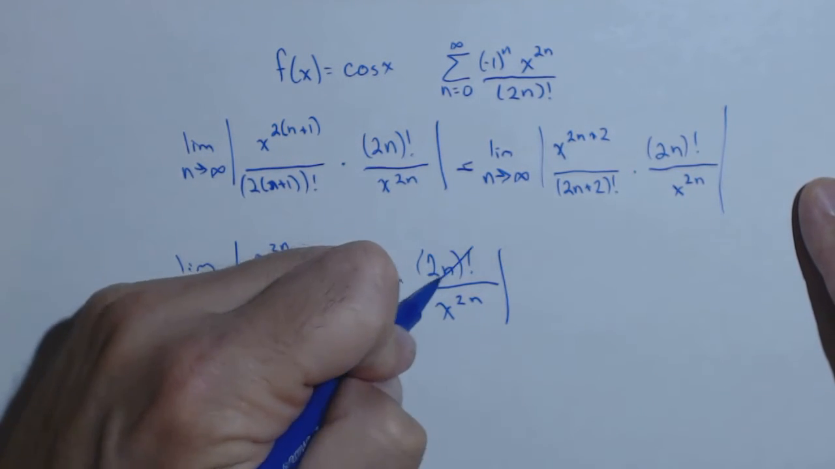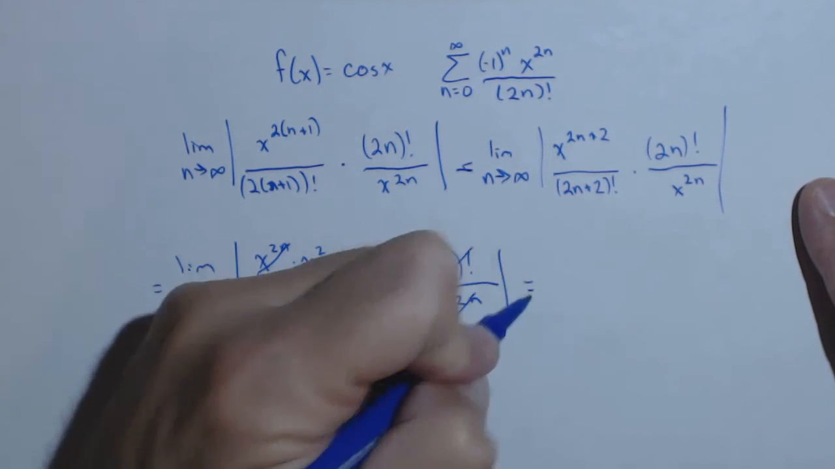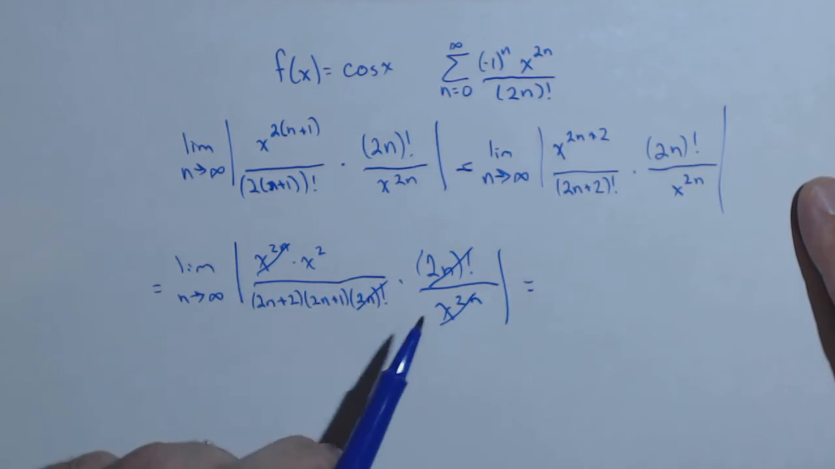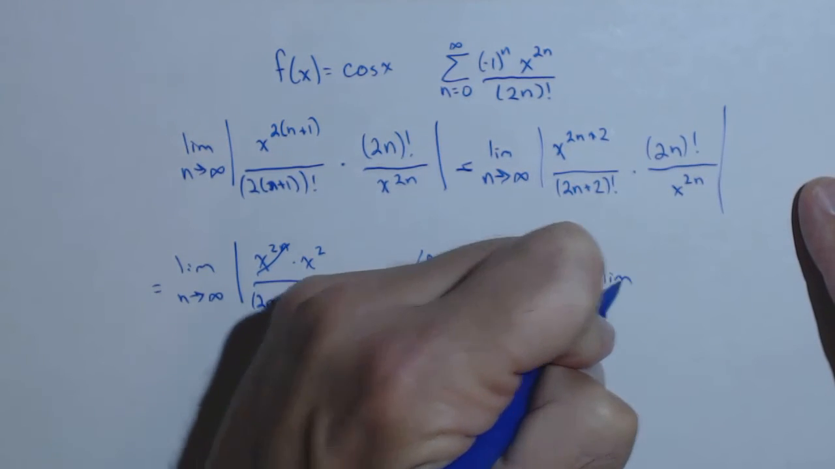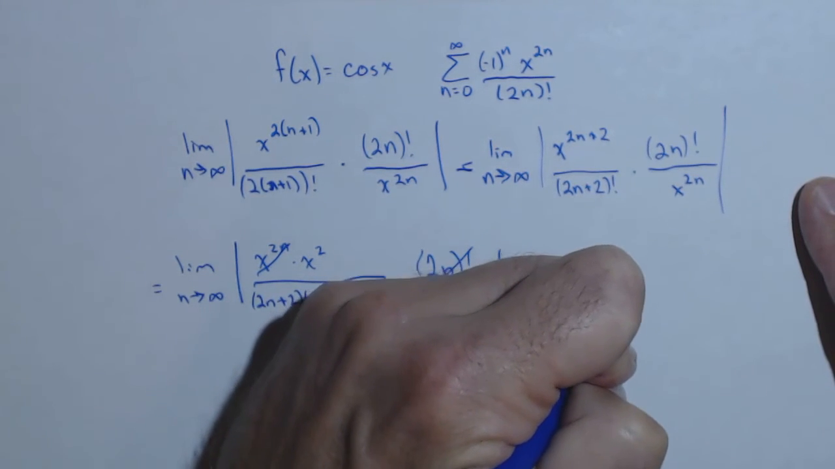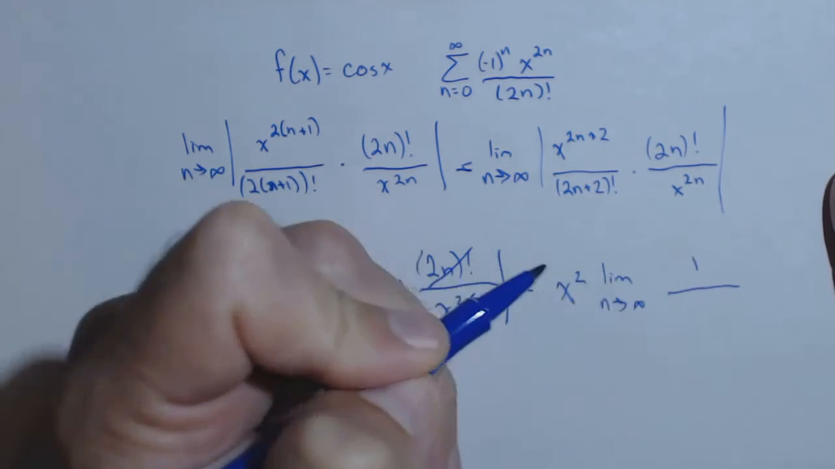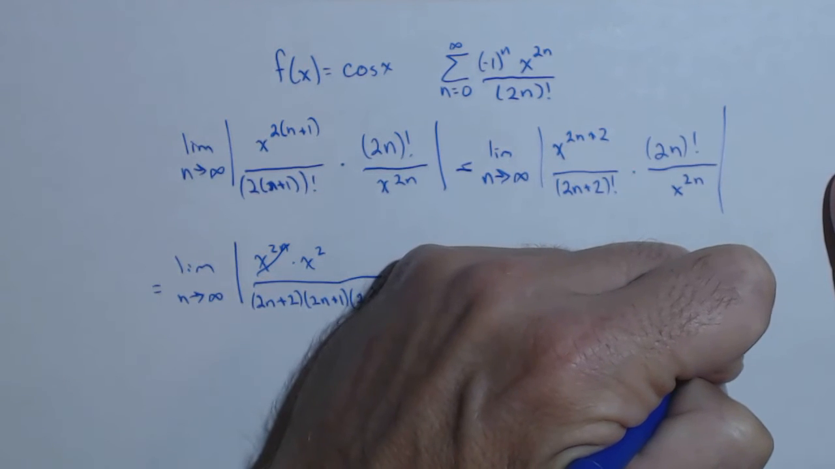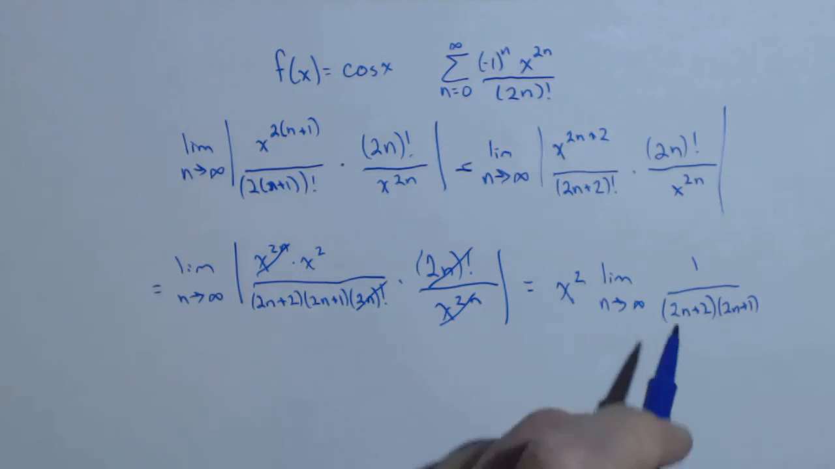So the 2n factorials will cancel and the x to the 2n's will cancel. What I'm going to do next is pull the x squared out. It does not depend on n, and I don't need the absolute value because x squared is already positive. So now I just need to calculate the limit as n goes to infinity of 1 over 2n plus 2 times 2n plus 1. This limit goes to 0.